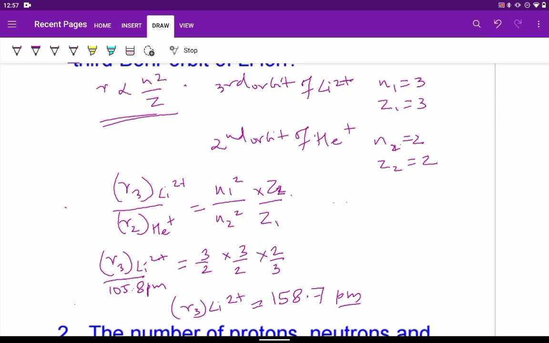Putting all the values and multiplying, when we solve this equation, this 2 gets cancelled, 3 gets cancelled, and the 105.8 we have to shift to the right side. It will go to the numerator, so it will be 105.8 into 3 by 2. So finally we get 158.7 as the answer. So you can write this and practice the sum.